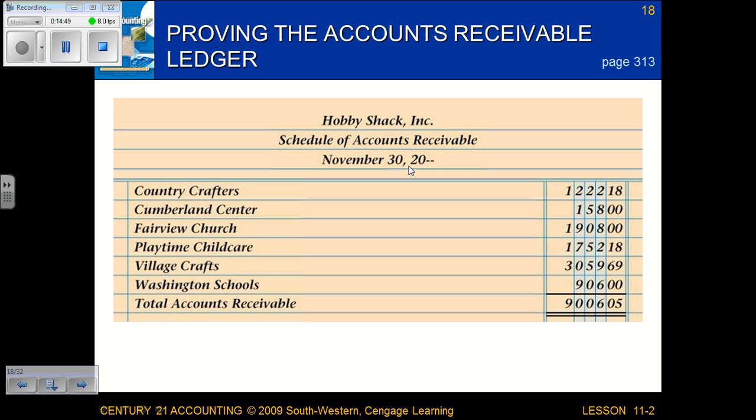So for your homework, you are going to do work together 10-2, on your own 10-2, and application problem 10-2. You're going to need that so that you will be able to complete the rest of them.